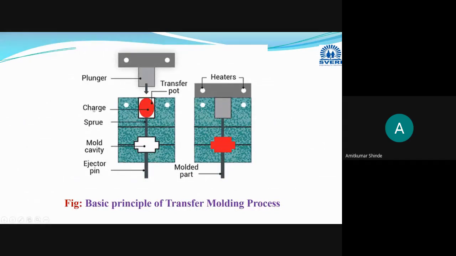Initially the charge is taken in this transfer pot, then heating is done. After heating, this charge or preform will become soft. Then pressure is applied with the help of the plunger. Then the material will flow through this sprue into the mold cavity, and it will acquire the shape of that mold cavity. With the help of the ejector pin, this molded part will be removed. This will be your final product. This red color part will be your final product.